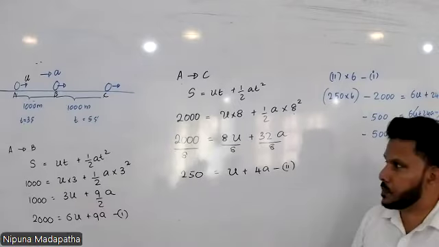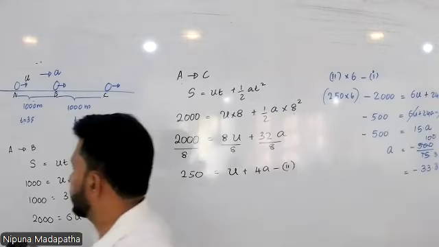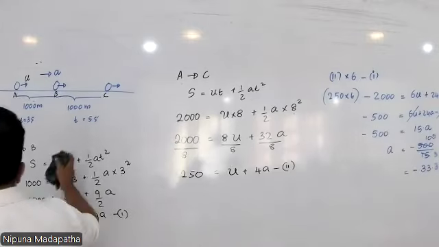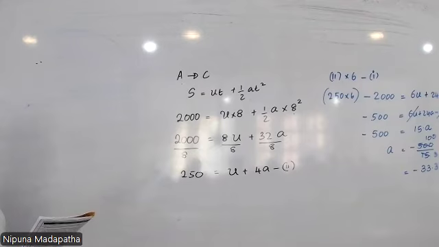Question number 19. Right, read the question. A car starts from rest with an acceleration of 2 meters per square second, and at the moment it begins to move, a bus passes that point with a uniform velocity of 10 meters per second. What will be the velocity of the car when it overtakes the bus? How long will it take for that?